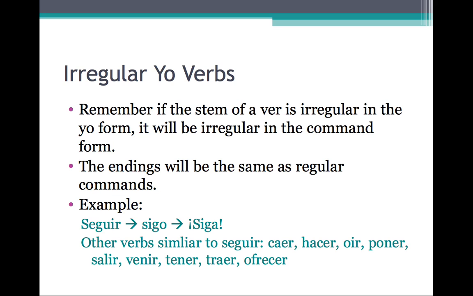Other verbs that are similar are caer, which goes to caigo. Hacer, hago. Oír, oigo. Poner, pongo, excelente. Salir, salgo. Venir, vengo. Tener, tengo. Traer, traigo. And ofrecer, ofrezco. Excelente. It's just like the verb conocer. If it ends in CER, it's just like conocer, ofrezco with a ZCO.